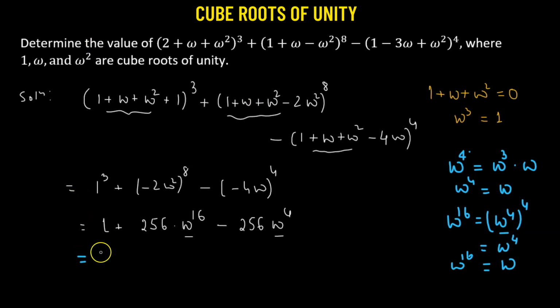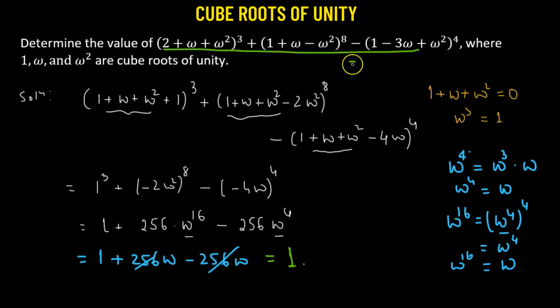Now our expression becomes 1 plus 256 times omega minus 256 times omega. Now these two terms cancel out and leave us with a final value of 1. So the value of this particular expression is equal to 1, provided 1, omega and omega square are cube roots of unity.